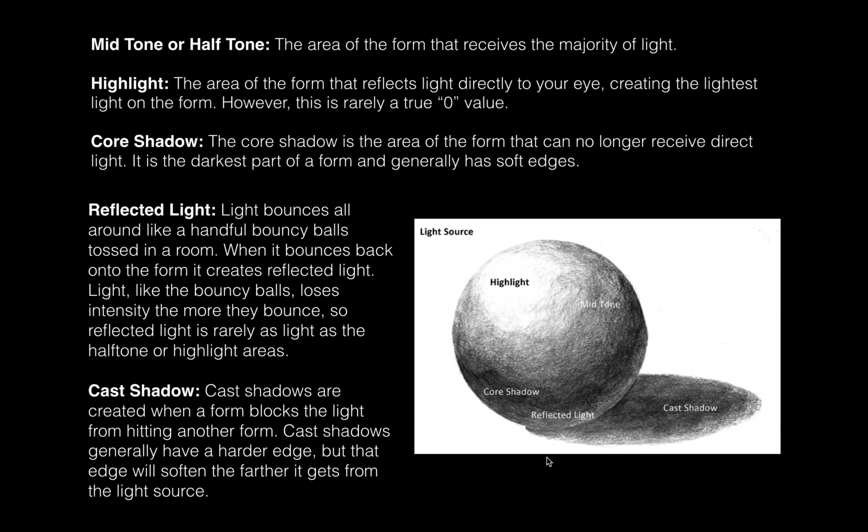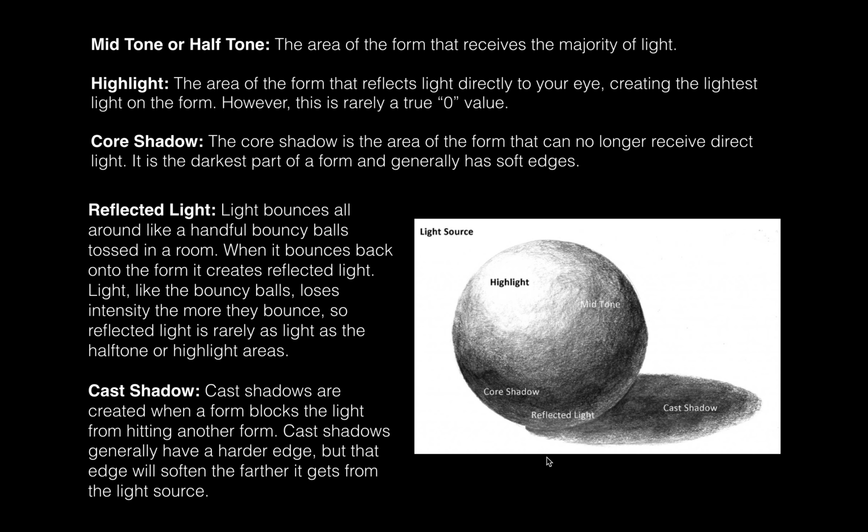Here on the sphere, you can see that large middle area, it's called the midtone. And then off of that, we have the area called the highlight, and this is the area of the form that reflects light directly to our eye. This is creating the lightest light on the form. It is very rarely a true zero, but you can use just the white of the page or even a white charcoal pencil to create this sense of a highlight.